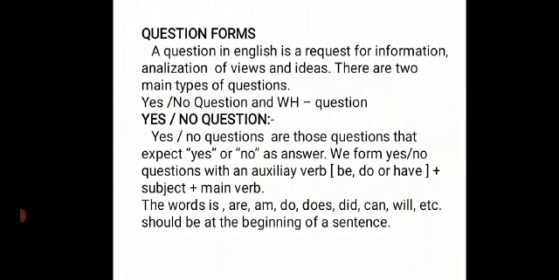So how will you be framing the question? Yes, no question. First you are using the auxiliary verb, plus then subject, plus the main verb. Are you ready? Now are is the auxiliary verb, you is the subject. That is the form of the question pattern. The words is, are, am, do, does, did, can, will, etc. should be at the beginning of a sentence. Remember, then only you will get the answer yes or no.